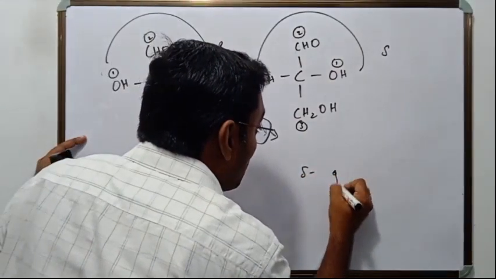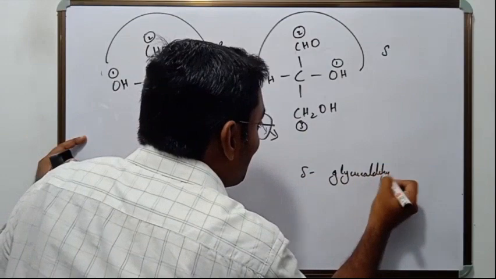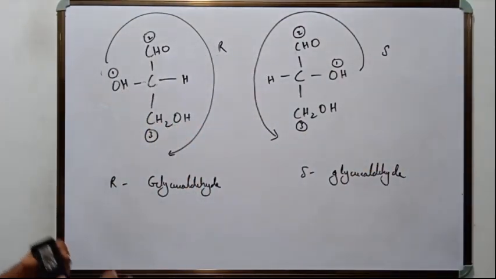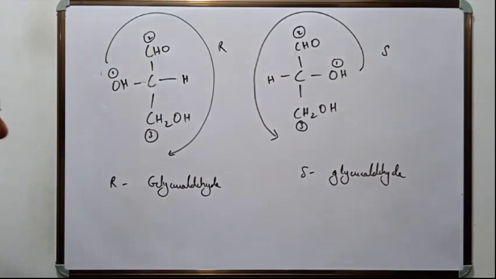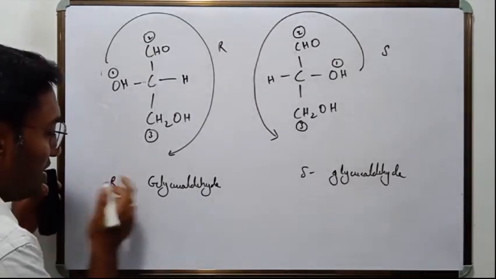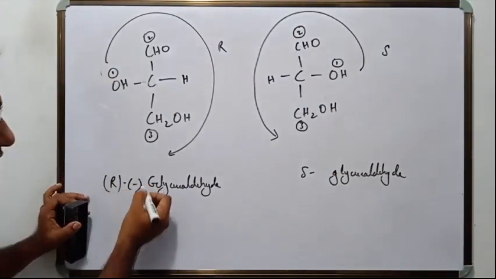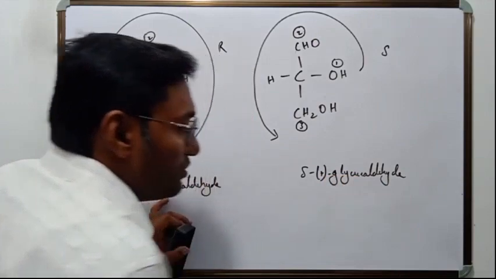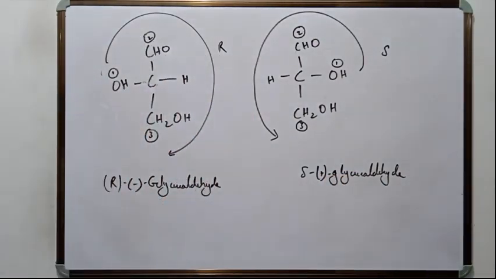But this is only the configuration of these. Whether it is a plus isomer or a minus isomer, as I said earlier, you can only know if you do an experiment in a polarimeter. And this one also I would like to say the same. Suppose it is a minus isomer, then you can put it in brackets like this, and if it is a plus isomer, then you can indicate it like this. But that you will only know after you perform the experiment.